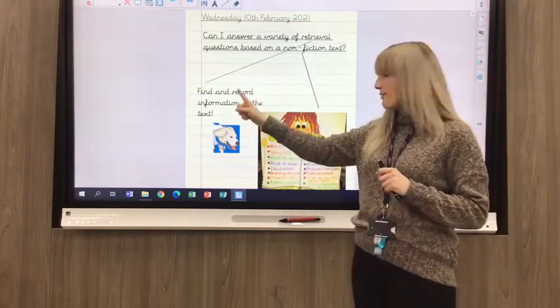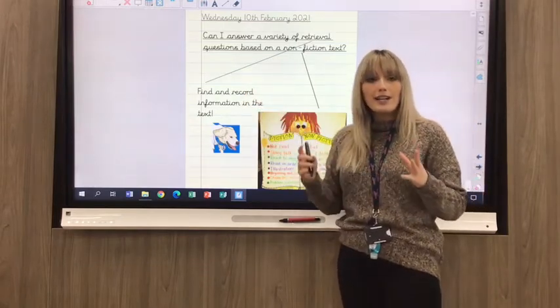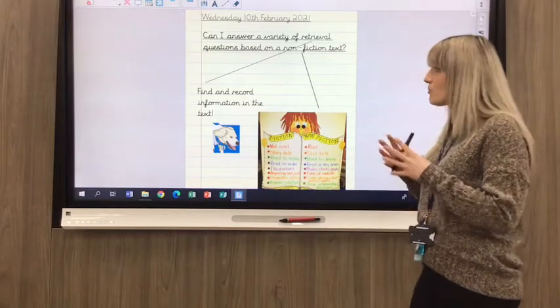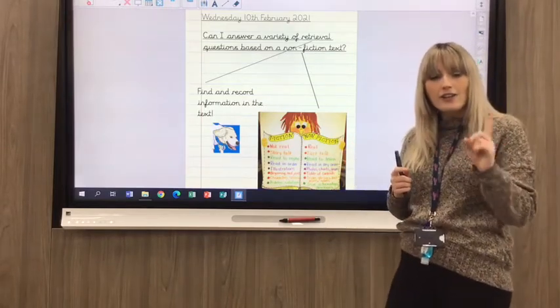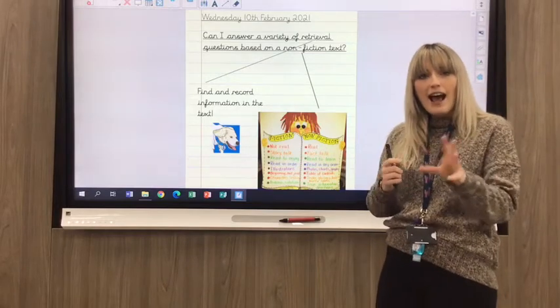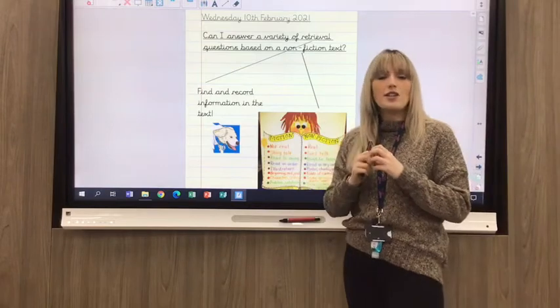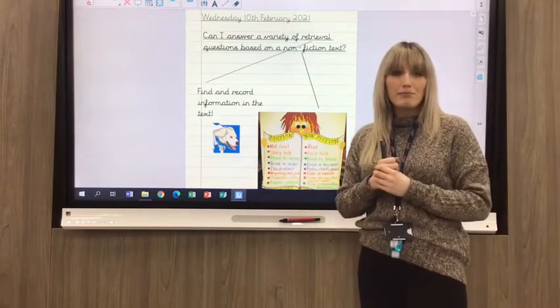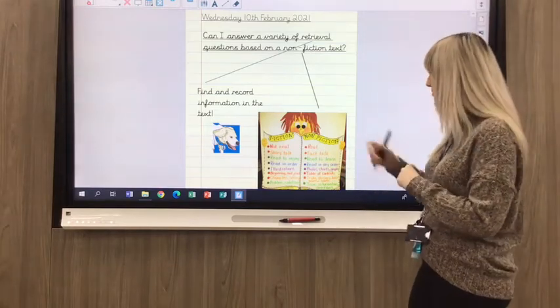So we find and record information in the text. So all we need to do is choose a keyword from the question, skim and scan your text to find it and pull out the information to find your answer. So retrieval is like playing fetch. You go and you fetch that information.